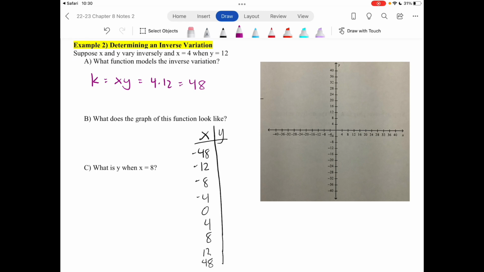Once we know k, we just plug it back into the equation of an inverse, so y is going to equal 48 divided by x. Here is our function model.